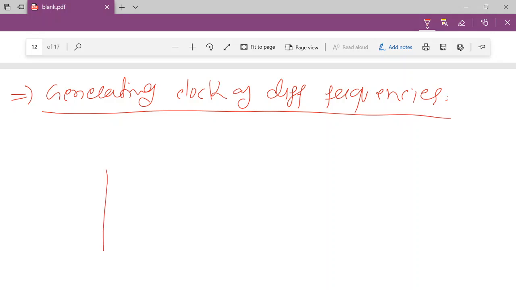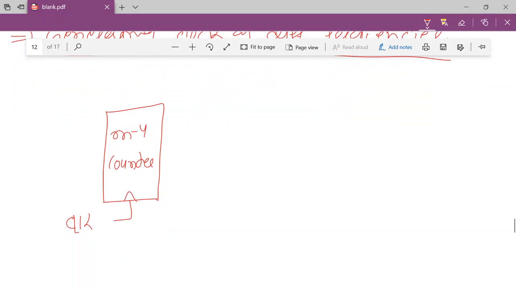We are going to use a counter here. So this is your counter. I am assuming that we are going to use a modulo 4 counter. Which counter you will use depends on the application and the requirement, right? Just to explain the concept, I am assuming that this is a modulo 4 counter. We are applying a clock signal here. Suppose this is your clock signal. Let me redraw it.